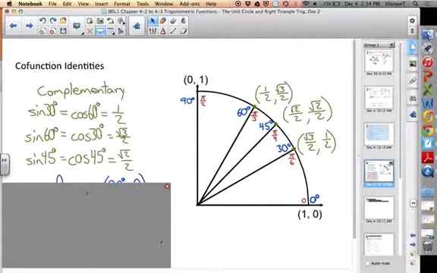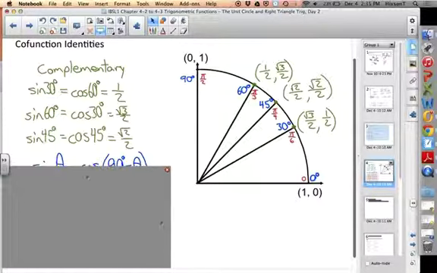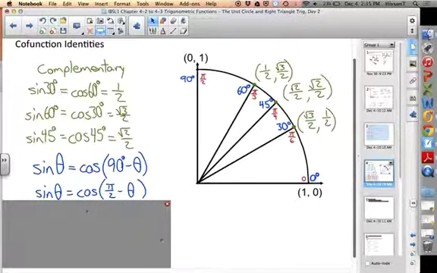So this gives us a relationship here. The first of the cofunction identities is this: the sine of theta equals the cosine of 90 minus theta. And by the way, depending on which book you read or which site you look at, some of them will put 90 minus theta, some will put theta minus 90. It doesn't make a difference. Okay? In radians, you'd see the pi over 2 instead of the 90 degrees.